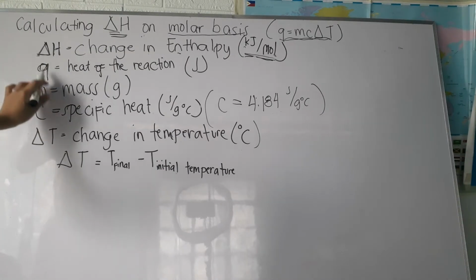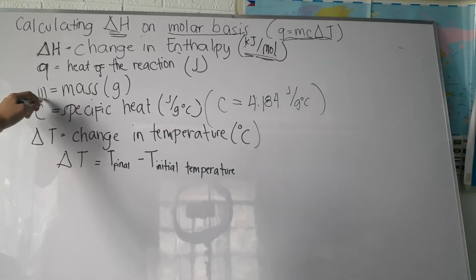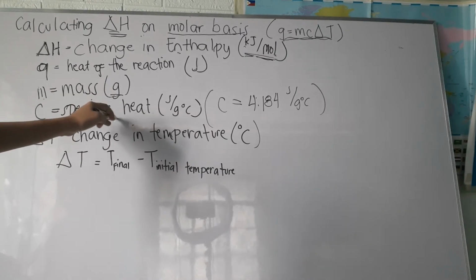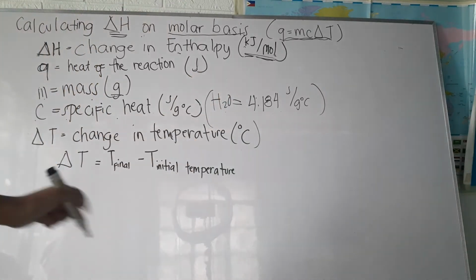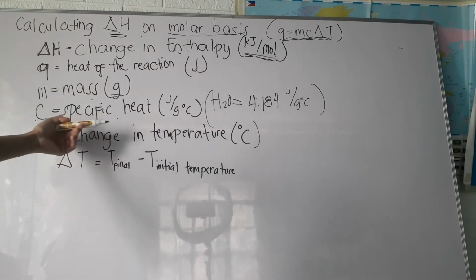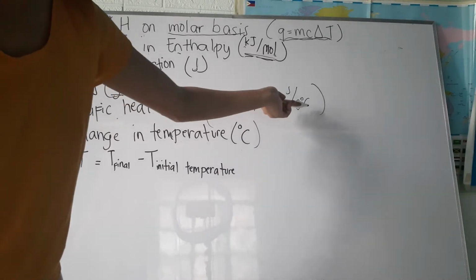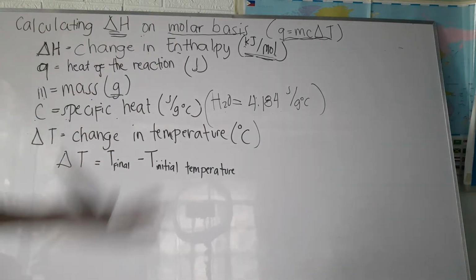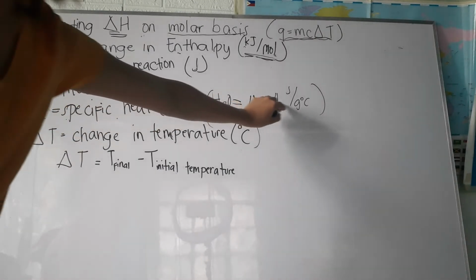Next one is Q. Yung Q is the heat of the reaction in joules. Next one is mass. Yan, grams naman yung mass. C is the specific heat. And kapag sinabi natin na specific heat, kunwari sa gagamitin natin dito sa delta H or sa change in enthalpy on molar basis ay yung specific heat ng water, which is 4.184 joules per grams degree Celsius. Yan yung gagamitin natin. Since sasabihin dun sa problem na constant yung pressure and ang specific heat na gagamitin natin ay the same sa water. So ito yung gagamitin natin.